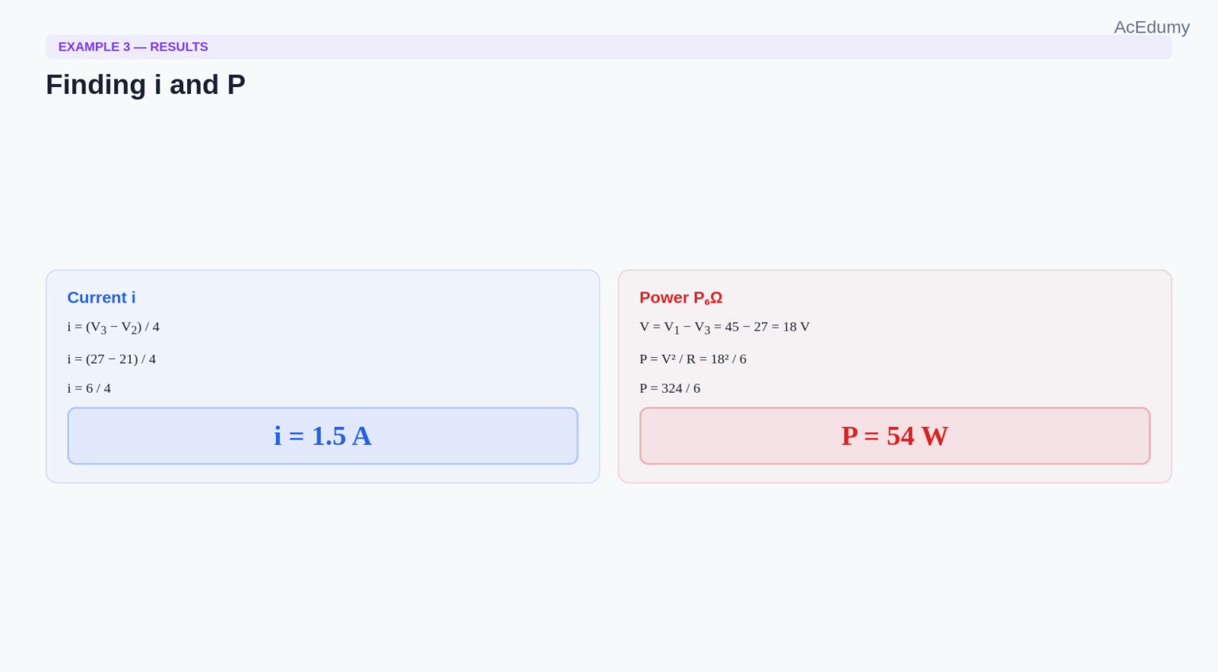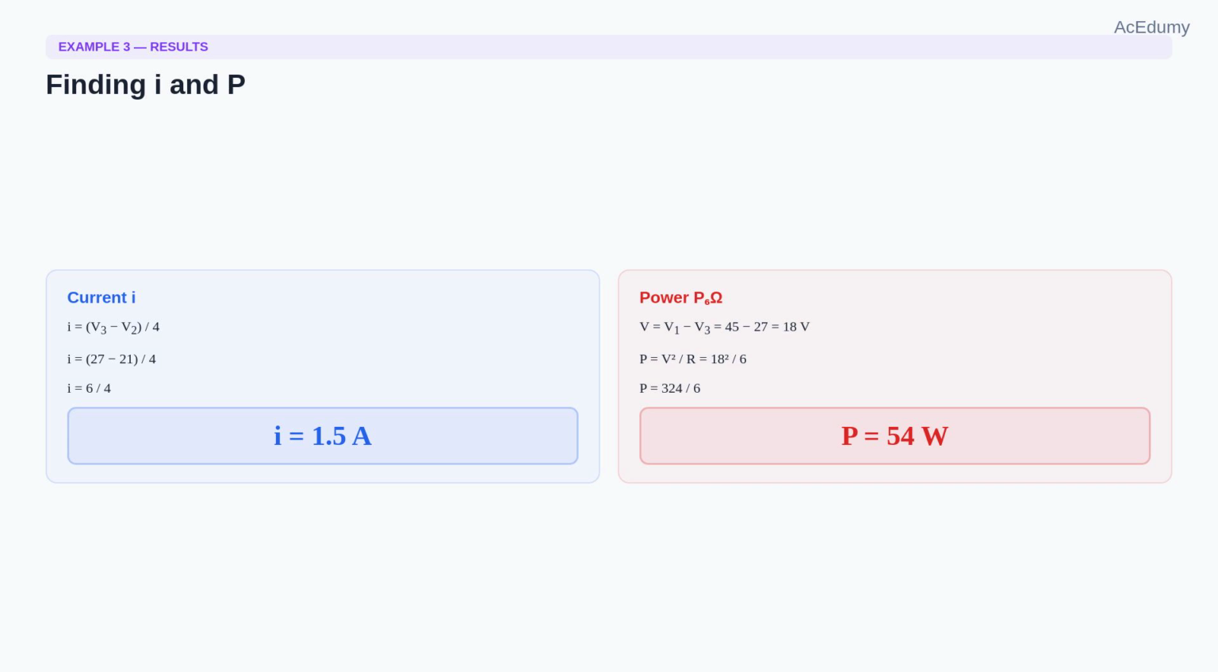The current I flows through the 4 ohm resistor from V3 toward V2. By Ohm's law, I equals V3 minus V2 divided by 4. That is 27 minus 21 over 4, which equals 1.5 amperes.